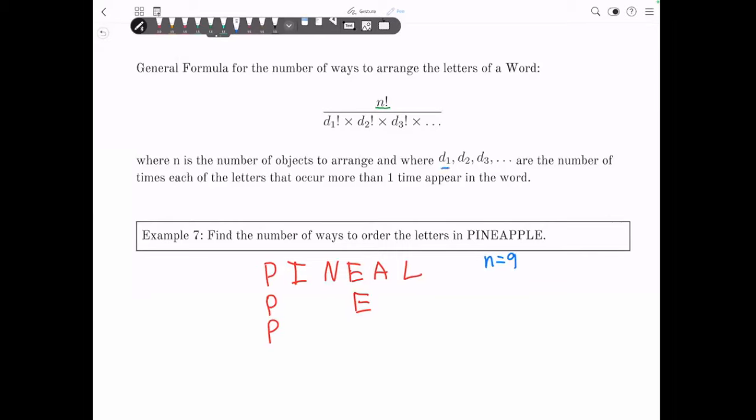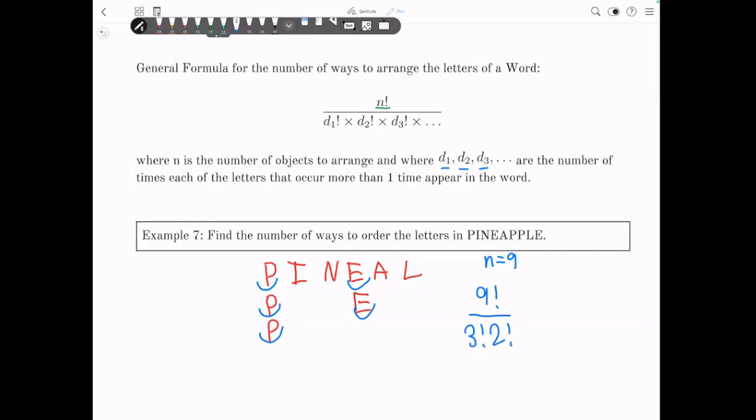Now d1, d2, d3 are the number of times each of the letters that occur more than one time appear in the word. So we must divide by that to account for the rearrangements of this word. As you can see, there are 3 p's, 2 e's. So from our formula, this will be 9 factorial over 3 factorial because there are 3 p's, and 2 factorial because there are 2 e's.